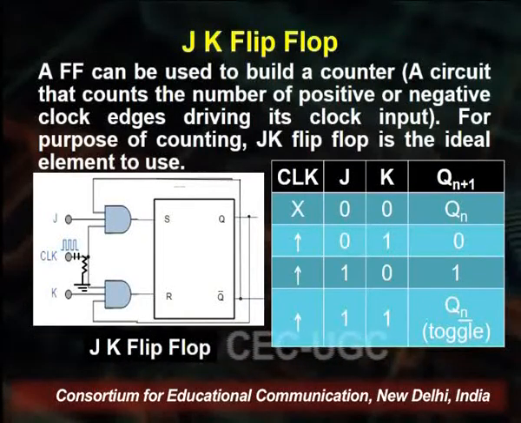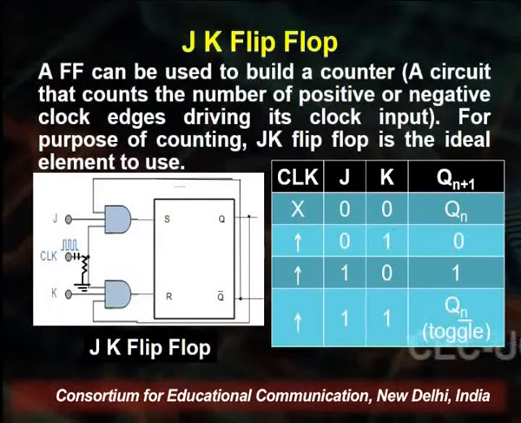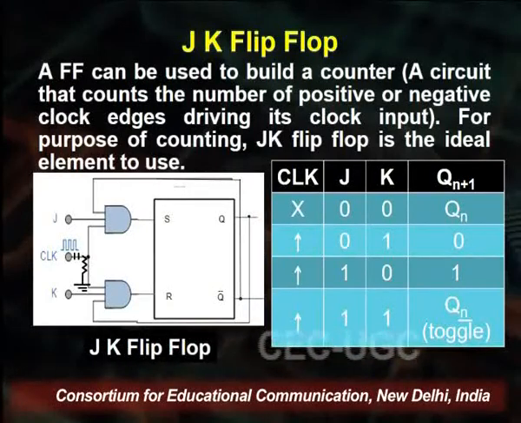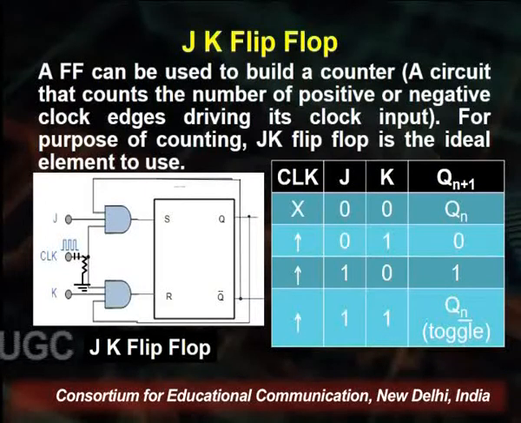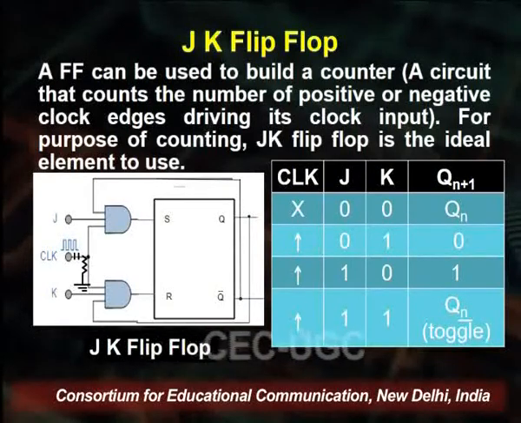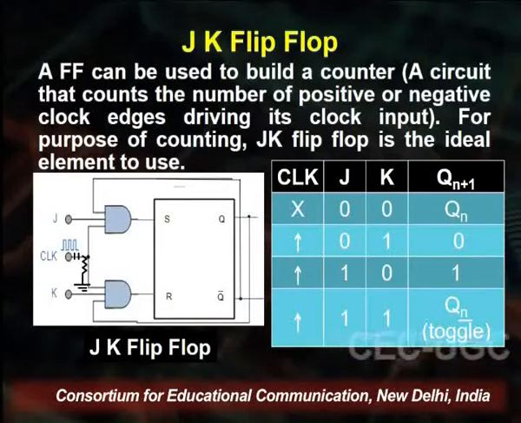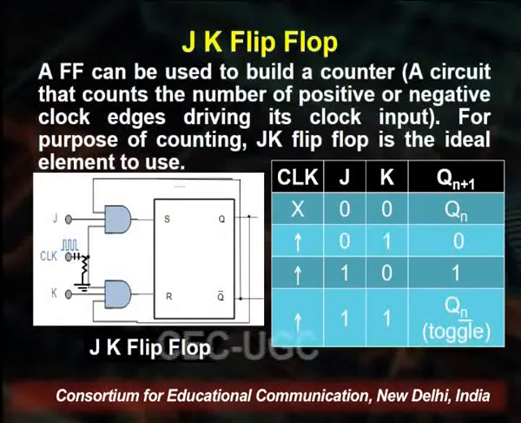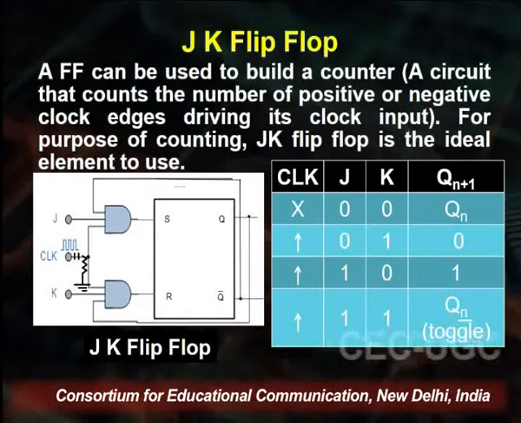So again, till the time clock is 0, irrespective of the value of J and K, that is XX, we have the output fixed at Qn. The output Qn plus 1 will be its last state, and hence this JK flip-flop will behave as a memory element. When the clock goes high, that is, we have in this case the rising edge, then J equal to K equal to 0 will again give you the output as its last state.